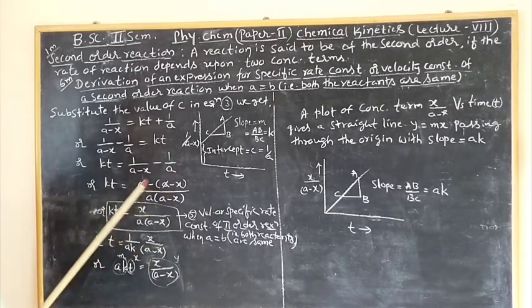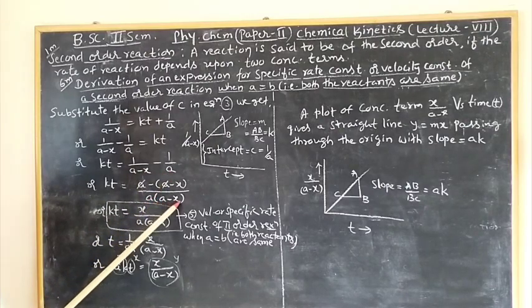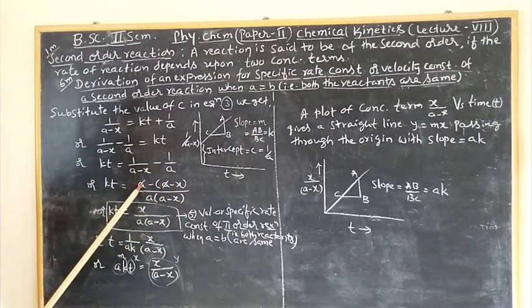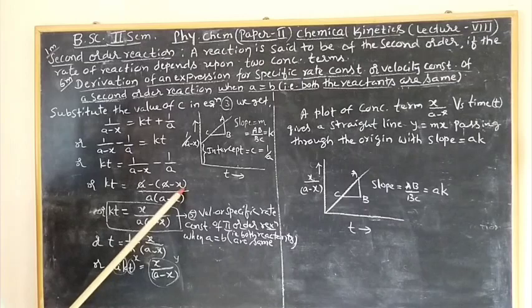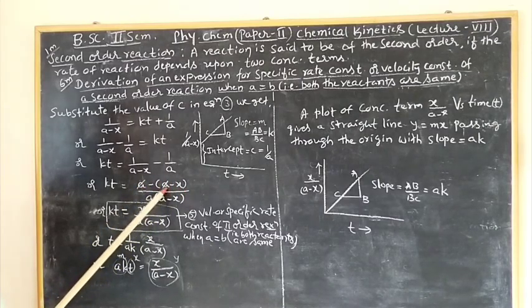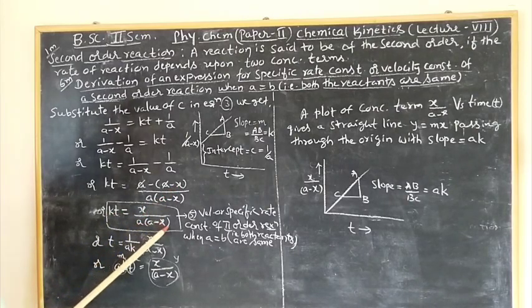Simplify this again. The denominator is A into (A−X), so the numerator is A − (A − X). A plus A minus A gets cancelled, minus 1 minus 2 plus. So the remaining term is kt = X divided by A(A−X). This is equation number 5.